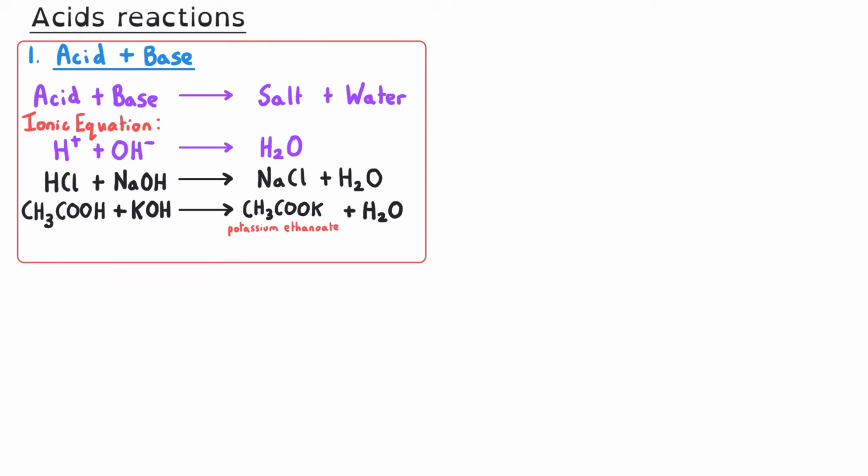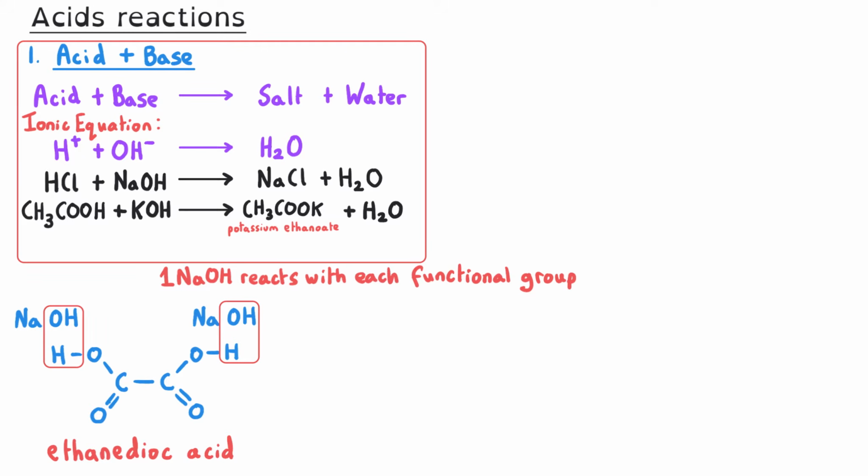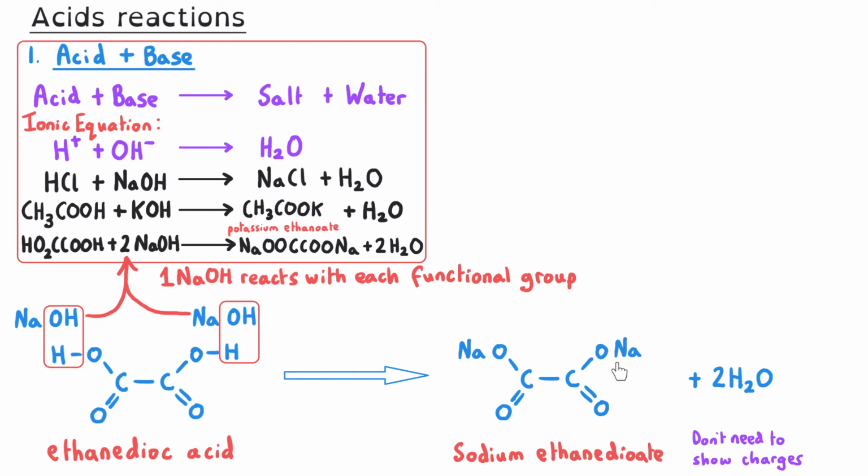Now, if the carboxylic acid had a functional group at two ends, such as ethanedioic acid, the sodium hydroxide it's reacting with would react with both of those functional groups. This would affect the balancing of the reaction. So we'd need two sodium hydroxide, and we would put a sodium at each of those ends, and we'd end up making two water molecules as a result.